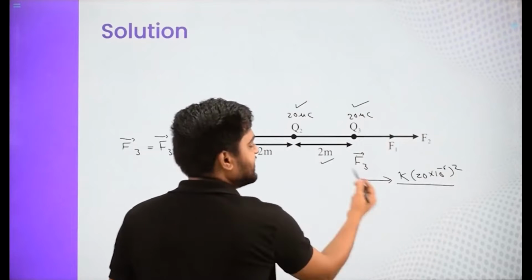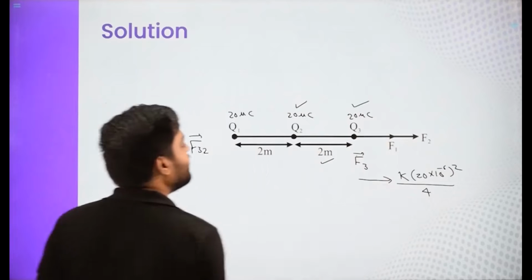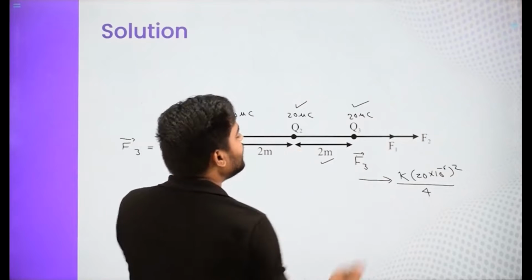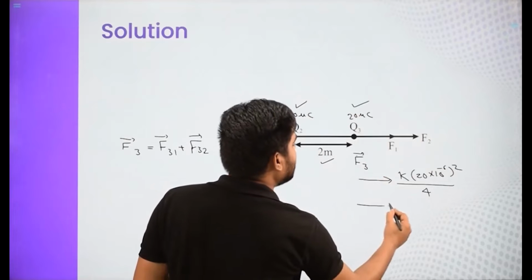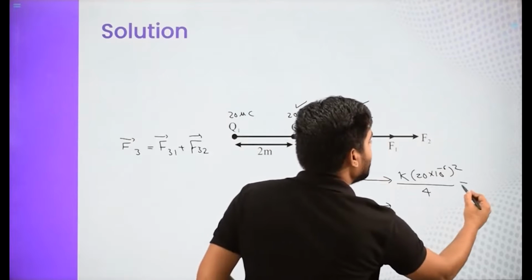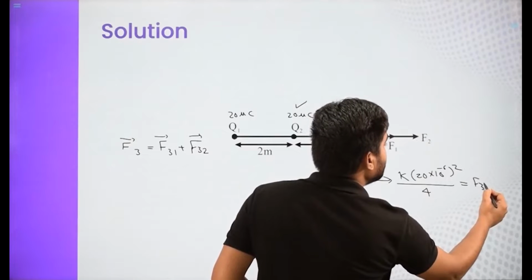So by r square, which is 4. So this is the force which is repulsive force due to Q2. And if we say this Q1 will also repel Q3 in the same direction. So this is my force on 3 due to 2.